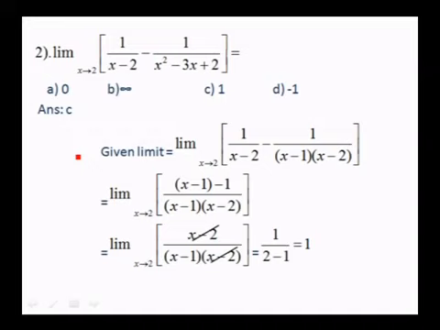If you consider this problem, you cannot apply L'Hopital's rule here, because it is not of the form 0 by 0 or infinity by infinity. Therefore, you take the LCM here in the denominator, try to factorize this one. It is x minus 1 into x minus 2, that is the LCM. It is x minus 1 minus 1 in the numerator. So, if you cancel x minus 2, you get 1 over x minus 1. Now, allow x to tend to 2, 1 over 2 minus 1 is equal to 1. So, 1 is the option. Answer is C.